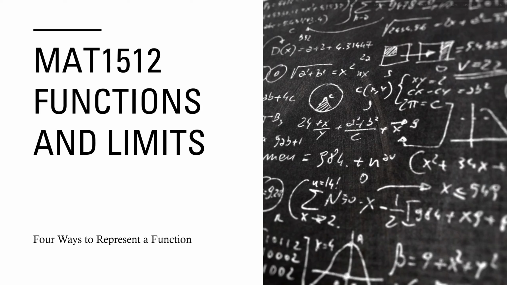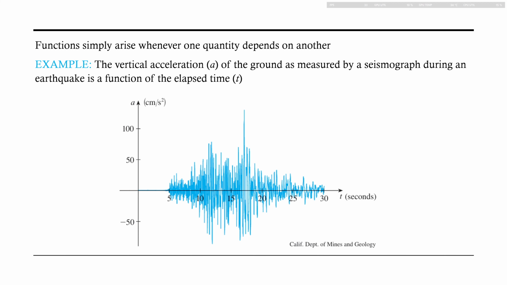Hello everyone, we are in the section Functions and Limits, and today's lesson will be the 4 ways to represent a function. Functions simply arise whenever one quantity depends on another. For example, the vertical acceleration a of the ground as measured by a seismograph during an earthquake is a function of the elapsed time t.